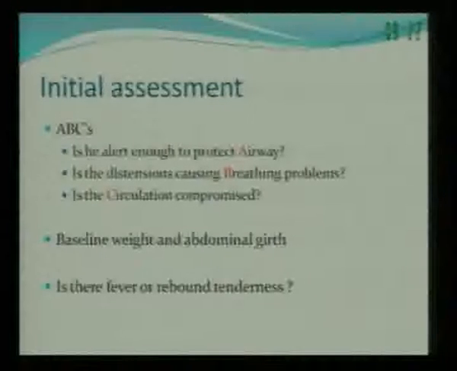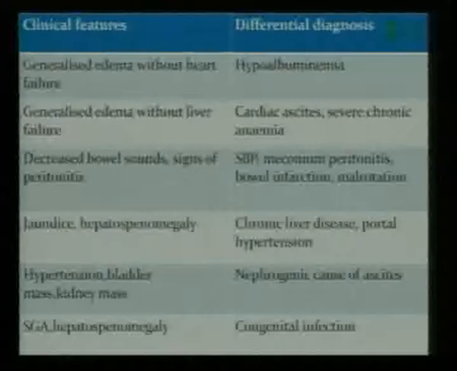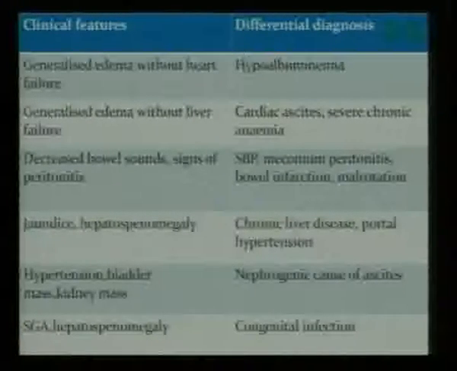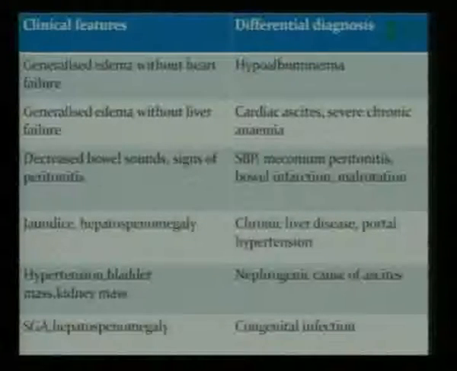A baseline weight and abdominal girth and a follow-up of this is crucial. And is there fever or rebound tenderness? Because that's quite important to exclude spontaneous bacterial peritonitis. And then there are a host of differentials which you can consider depending on your approach to the child. Generally, the first thing that you see in a child is whether the child has generalized edema or is this ascites just restricted to the abdomen? And then you go on to see whether the child has jaundice, hepatosplenomegaly, and other problems.